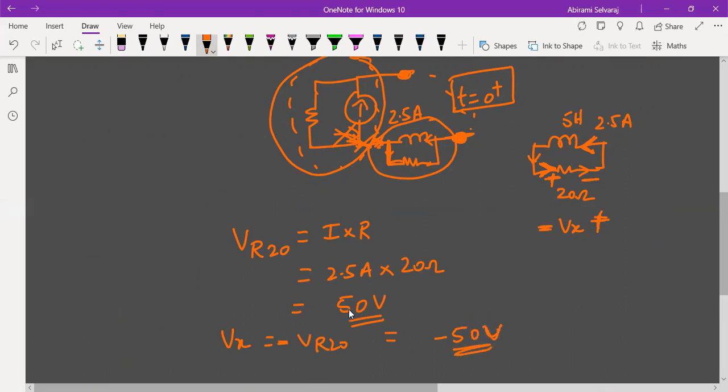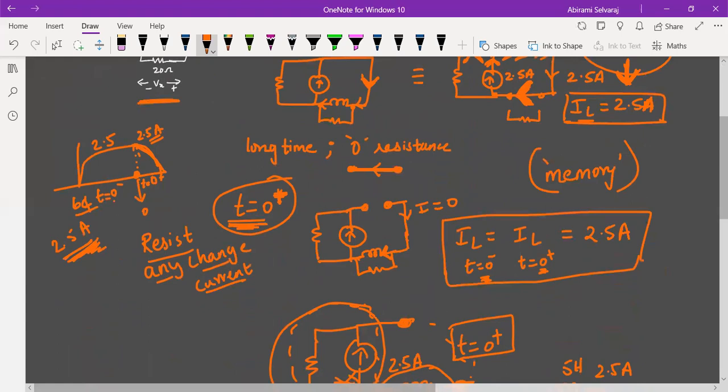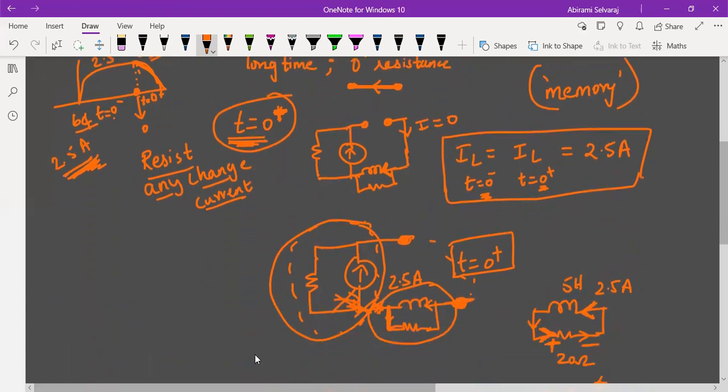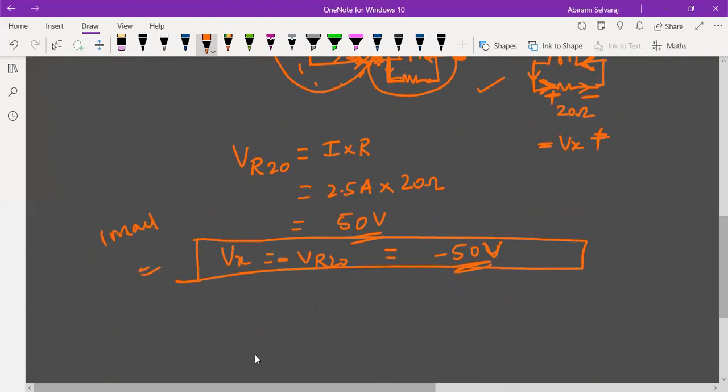It is a very simple problem. If you know the inductor current at t equal to 0 minus, and how the circuit looks at t equal to 0 plus, then we can solve this problem very easily and get the answer Vx equal to minus 50 volts. This was just a 1 mark question because it's quite simple. We don't have a lot of calculation; just understanding is required.